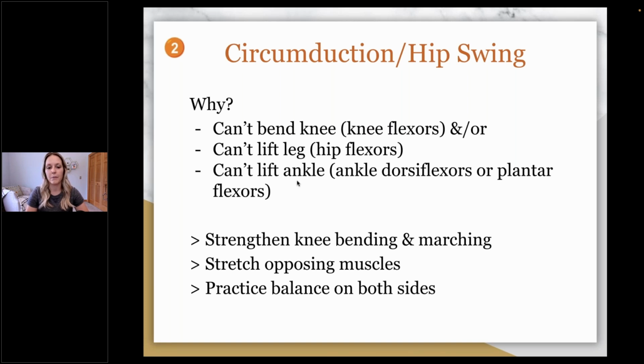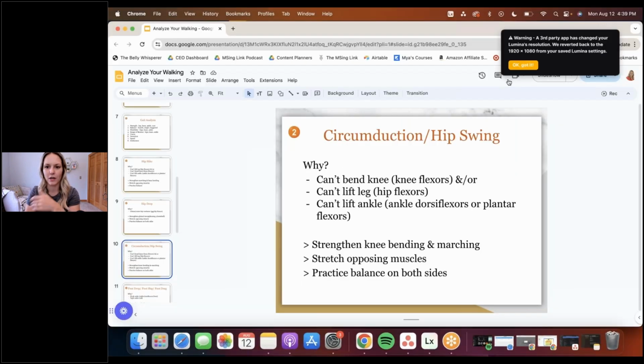And then we can't forget about balance. The more we practice balance, the more time it gives us. So I'm going to stop sharing and we'll demonstrate this. Okay, so for hip circumduction, I'm going to stick with this leg.